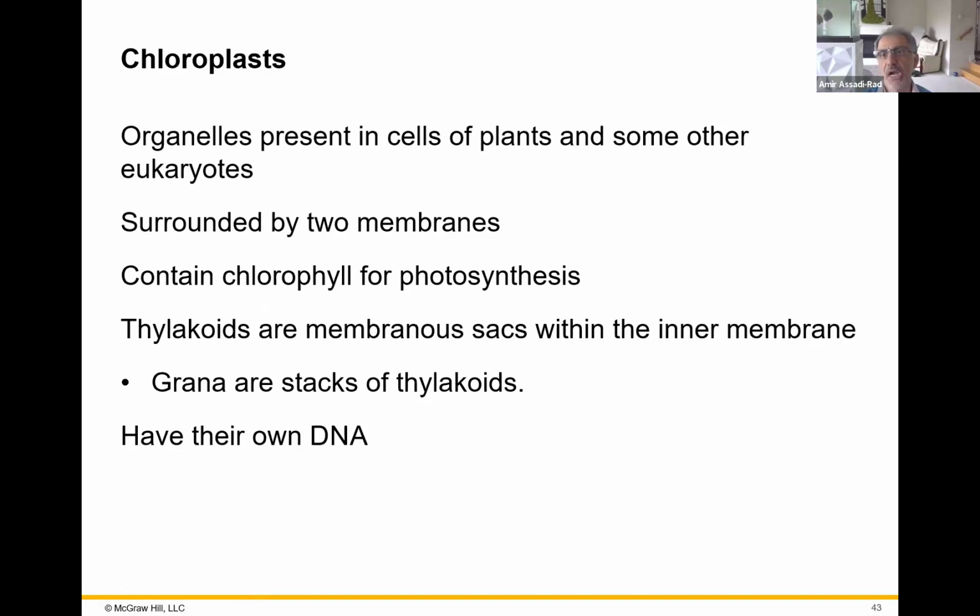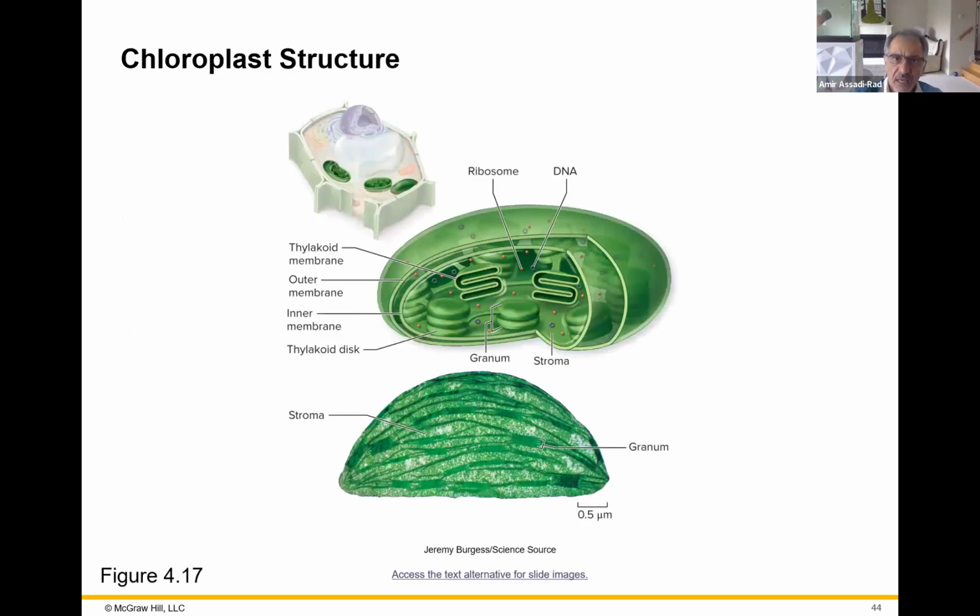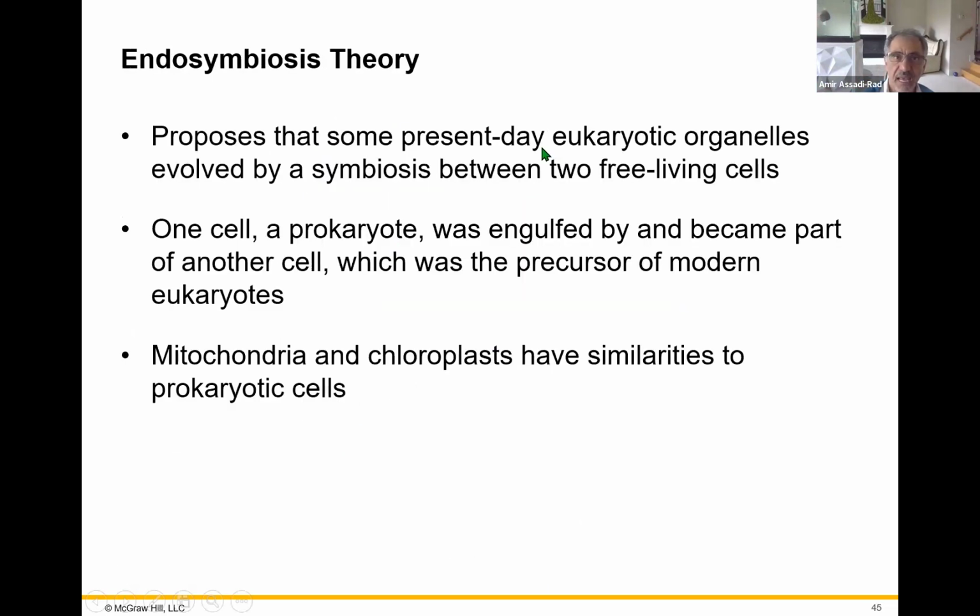So they were bacteria someday, but by the process of endosymbiosis, they were engulfed by eukaryotic cells, which ate them, and now they benefit the cells. So here are some structures of the chloroplast. Make sure you know them. And then here are the chloroplasts in plant cells.